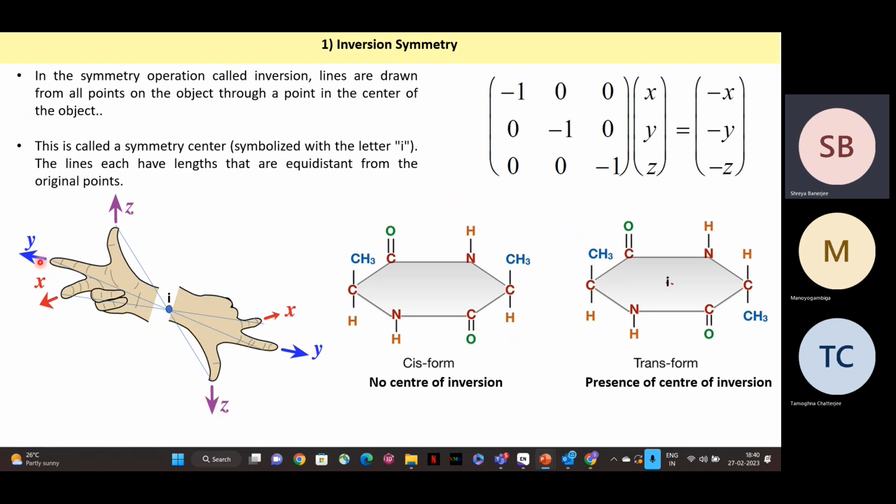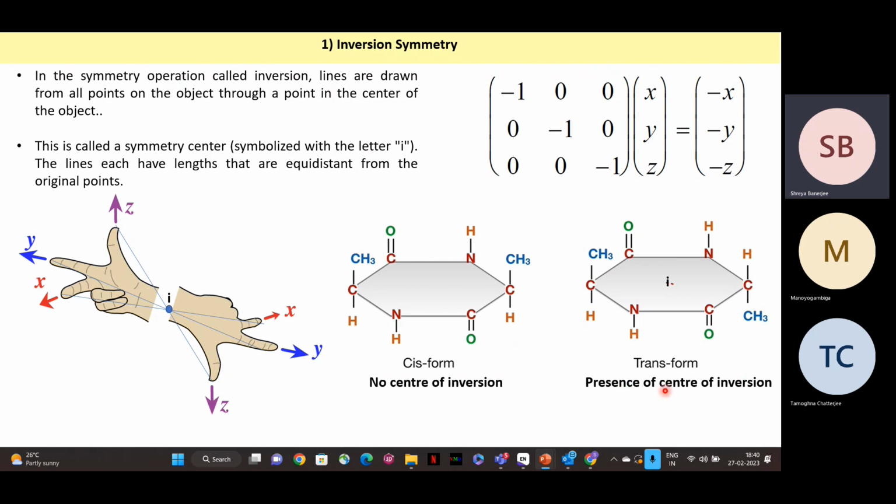If so, whatever the distance of the index finger from I, this index finger should also have the same distance from I. Only then can you call it an inversion symmetry. In terms of molecules, if we call this the cis form, because the two CH3s are on the same side, and this is the trans form because the two CH3s are on opposite sides, then in the cis form there is no center of inversion.